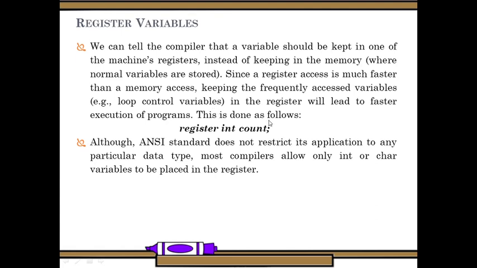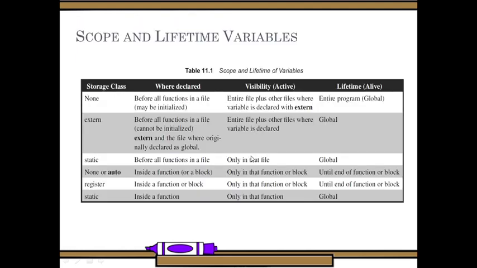This is done as follows, like register int count. Although the ANSI standard does not restrict its application to any particular data type, most compilers allow only int and char variables to be placed in a register. Like this we declare a register int counter; one more is available, only char. Then the scope and lifetime of these variables.